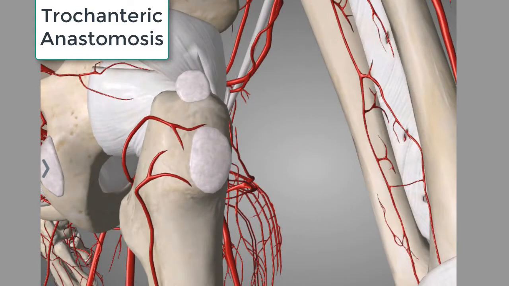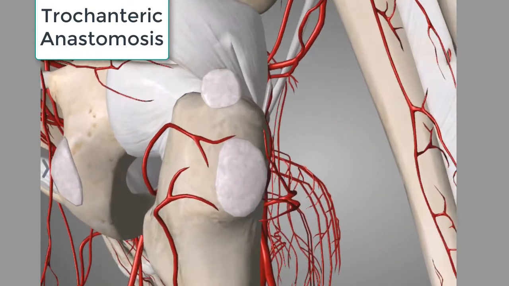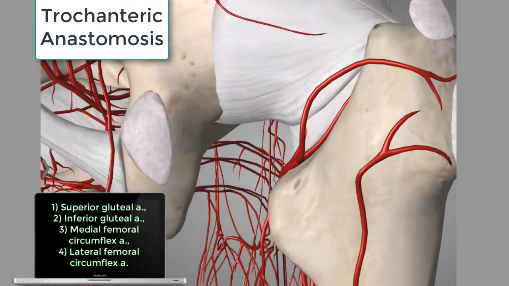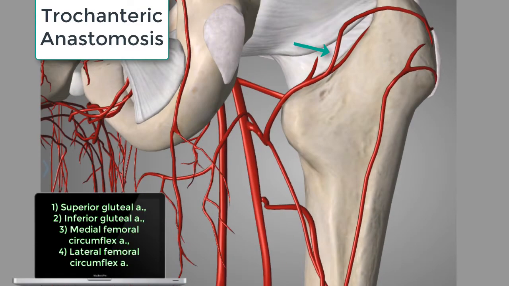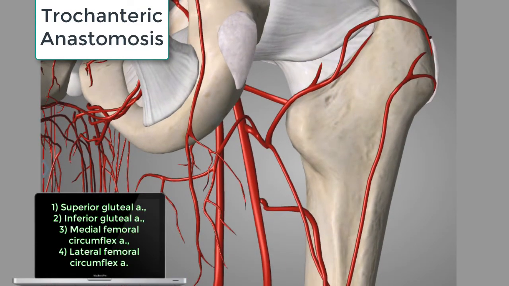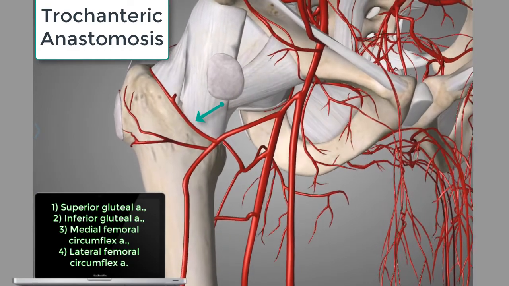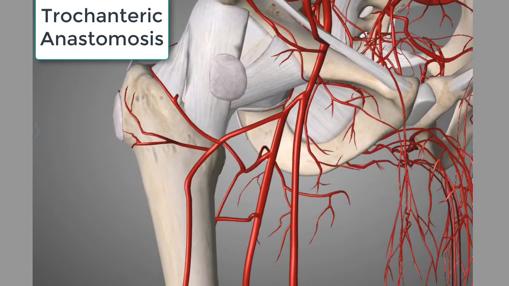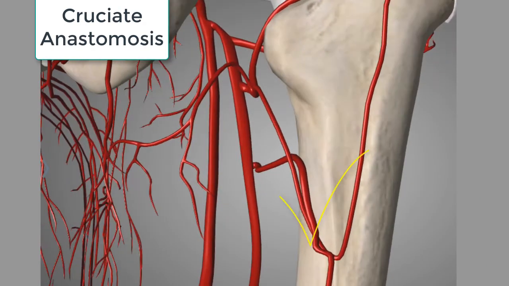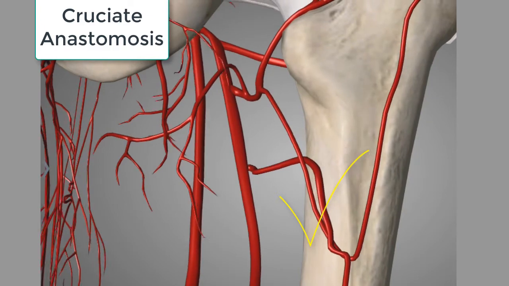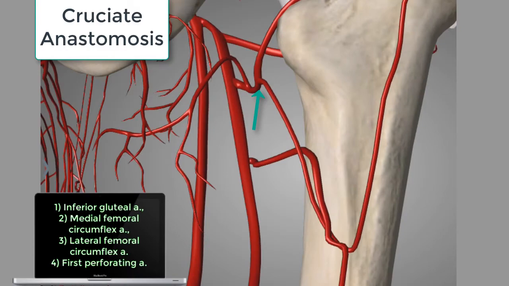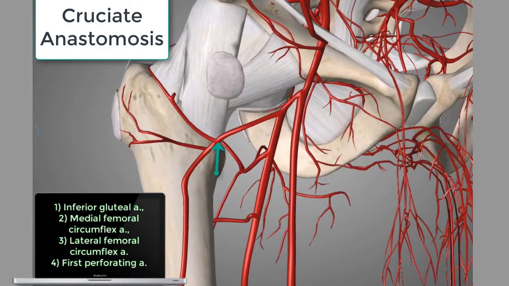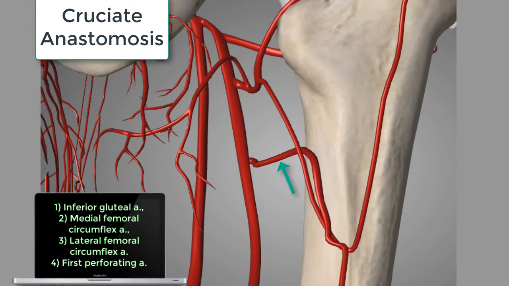The trochanteric anastomosis is located near the greater trochanter of the femur. It is formed by the superior gluteal artery, the inferior gluteal artery, the ascending branch of the medial circumflex femoral artery, and the ascending branch of the lateral circumflex femoral artery. The cruciate anastomosis is situated at the level of the lesser trochanter of the femur. The inferior gluteal artery, the medial circumflex femoral artery, the lateral circumflex femoral artery, and the first perforating artery, a branch of profunda femoris artery, take part in this anastomosis.